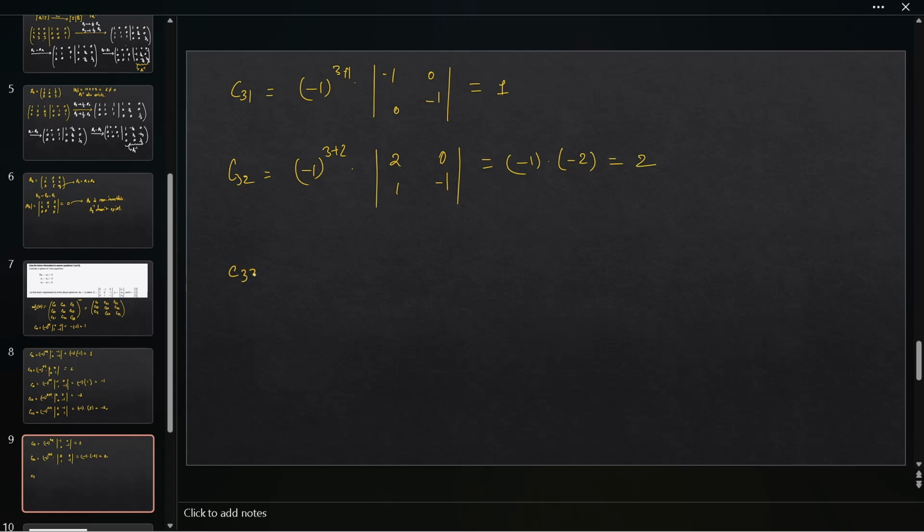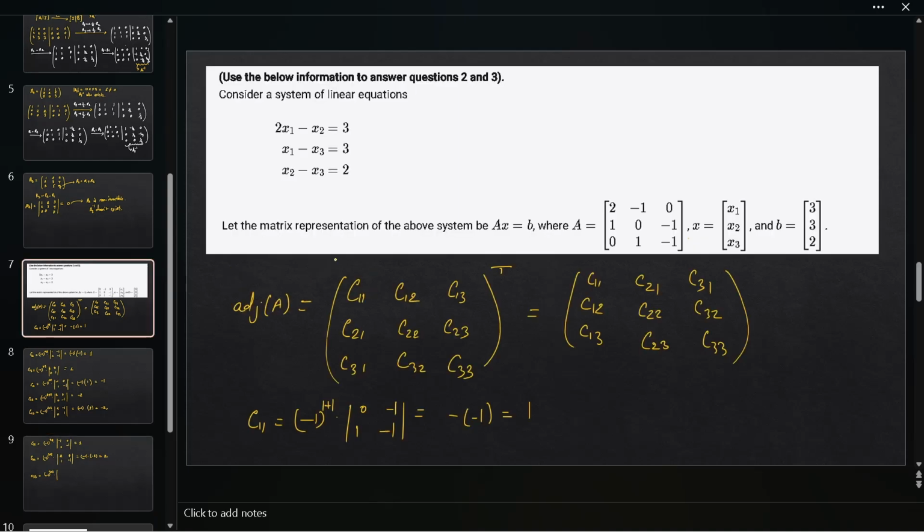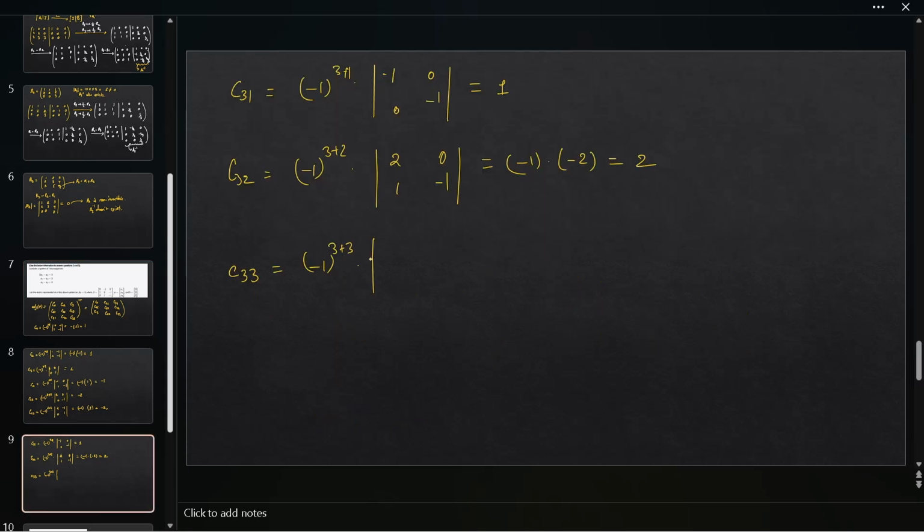And then C33 is equal to minus 1 to the power 3 plus 3 times this determinant, which is equal to 2, 1, minus 1, 0. And it is minus 1 to the power 6, which is positive 1. And the determinant is 0 minus of minus 1, which is equal to 1.